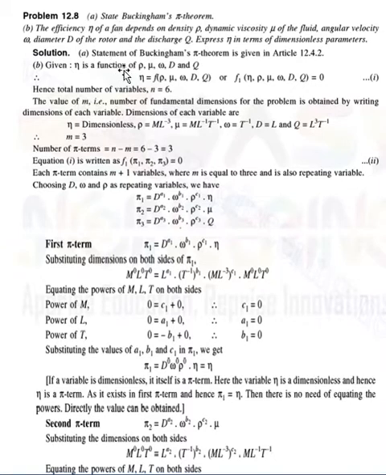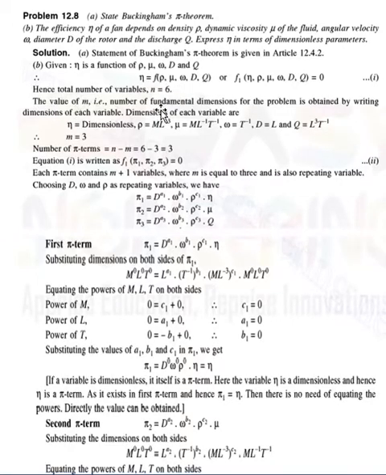In this numerical, we are given that the efficiency of the fan depends upon, meaning efficiency is a function of rho, mu, w, d and q. Therefore efficiency is a function of (rho, mu, w, d, q), or it can be written in the form f1(efficiency, rho, mu, w, d, q) equal to 0. This is equation number 1. In this equation number 1 there are 6 variables: efficiency, rho, mu, w, d, q. The total number of variables is denoted by small n. Therefore n is equal to 6.